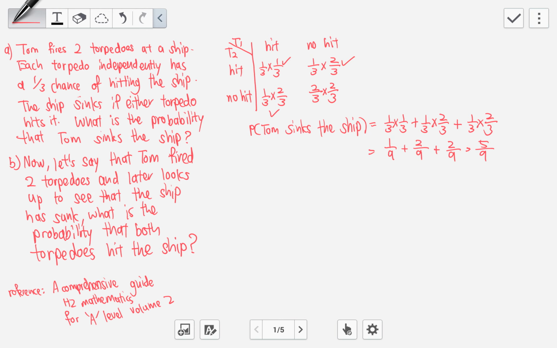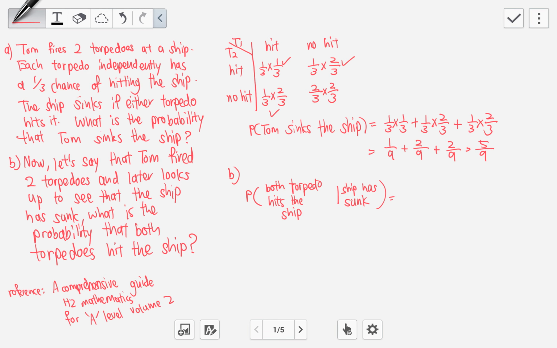Now let's say that Tom fired 2 torpedoes and later looks up to see that the ship has sunk. What's the probability that both torpedoes hit the ship? So we'll write it this way: given that the ship has sunk, what is the probability that both torpedoes hit the ship? For this kind of probability, we call it the conditional probability. That means given the condition that the ship has sunk, what is the probability that both torpedoes hit the ship?